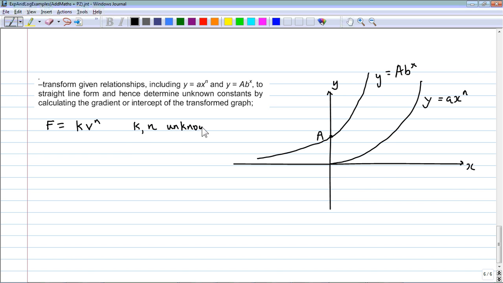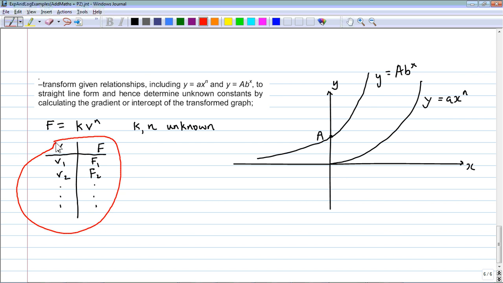To try and find the values of k and n, you could do something like this. Have a column for velocity and a column for force, and you could measure different values: v1, F1, v2, F2. Okay, so this data could come from experiments. And what you want to do is to use this data, use all of this data as a set, to help you figure out the correct values of these quantities.